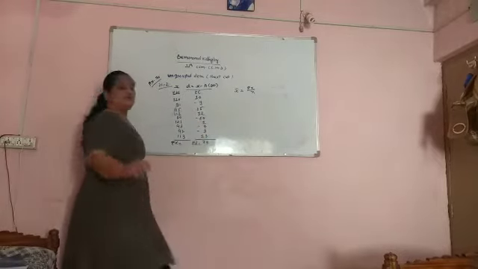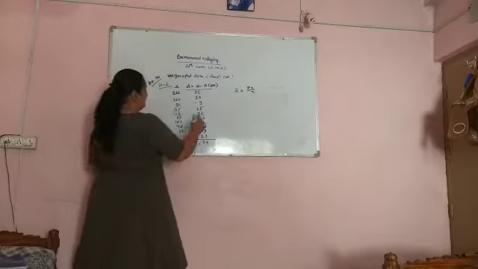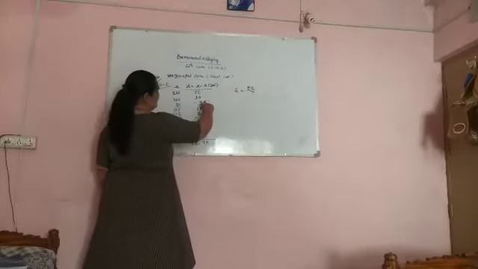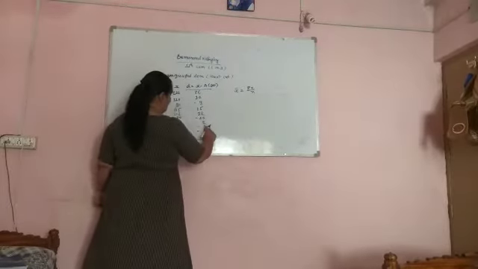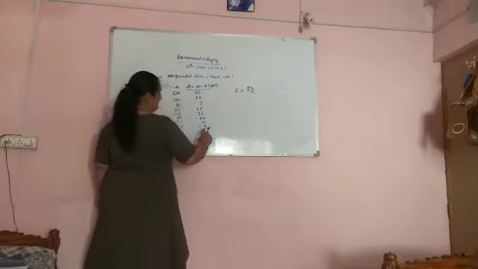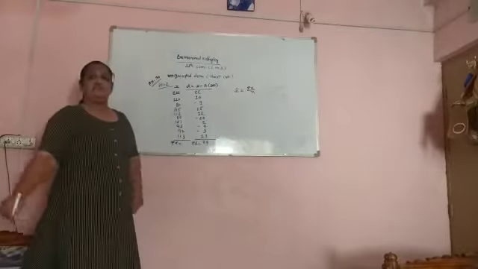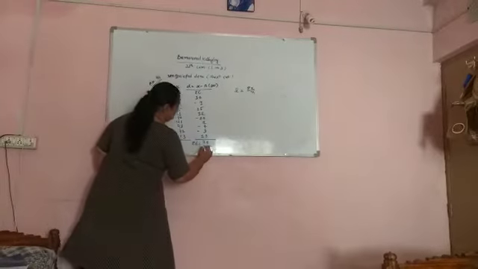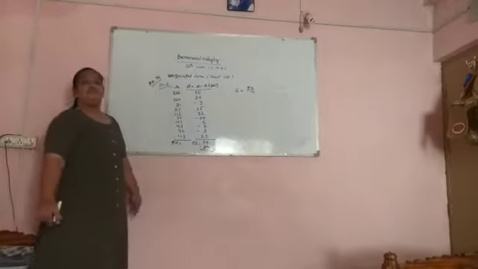7 is the positive number. Now we will find the minus number. Minus number is 20 plus 9 is equal to 29. 29 then 7, then 36. 36 then 3, then 39. So minus 39.